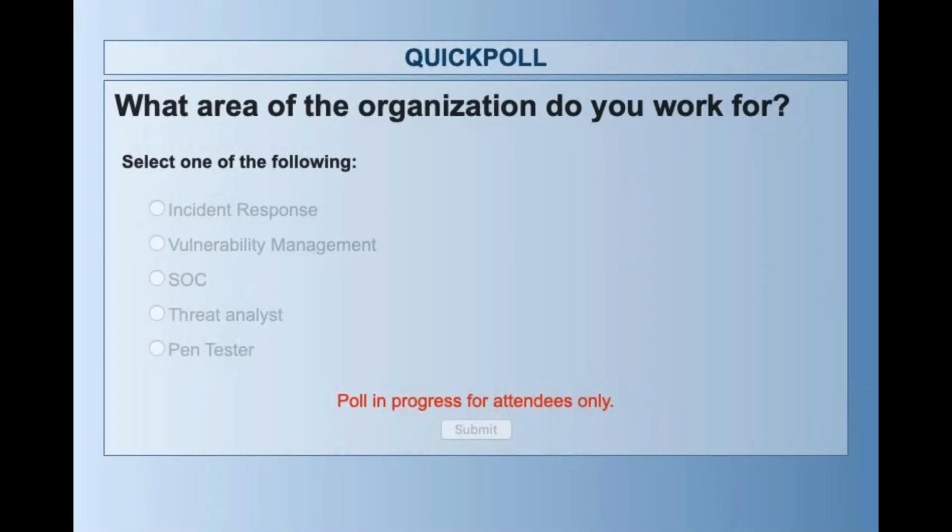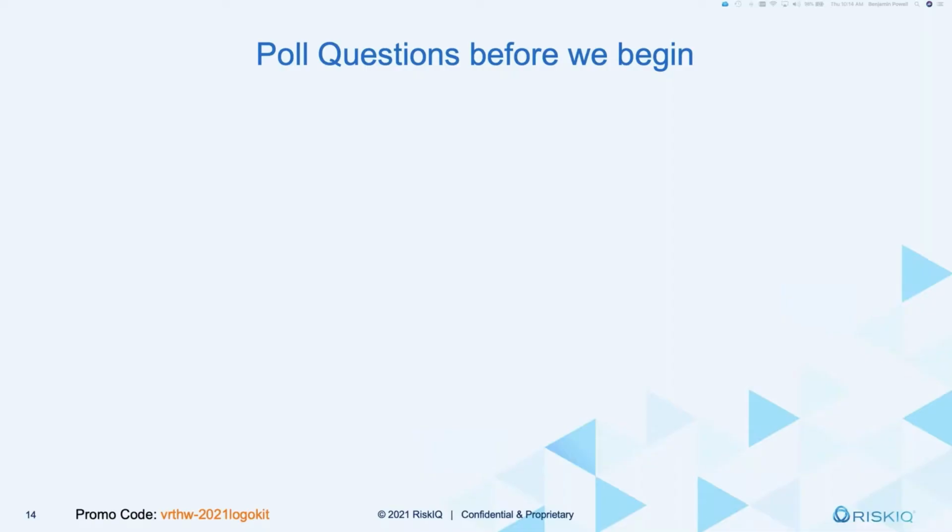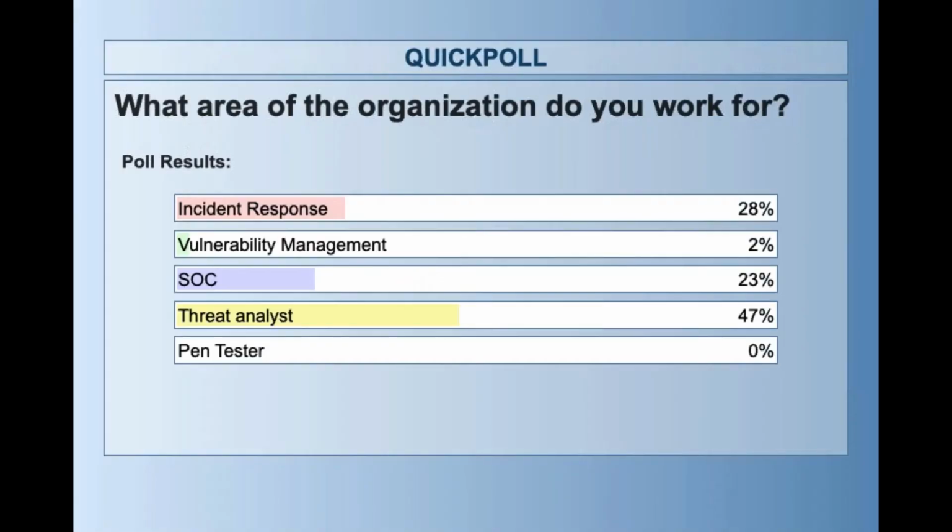The first question is, what area of the organization do you work for? Please just click on the response, and we'll end the poll in a couple seconds, and we'll find out what groups of individuals we have here. So we have about 28% incident response, 2% vuln management, 23% the SOC, and 47% threat analysts, and sorry to say, no pen testers. Okay.